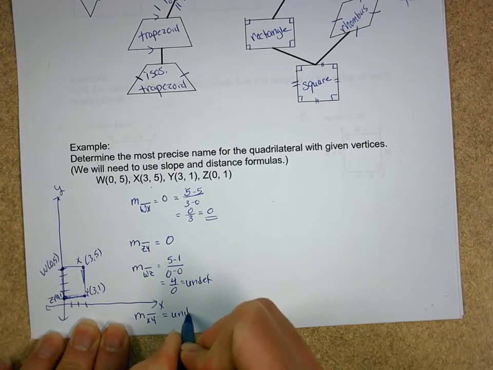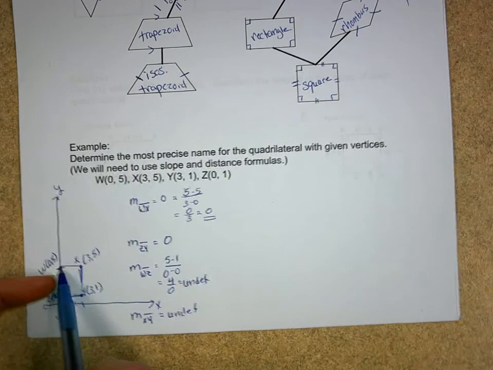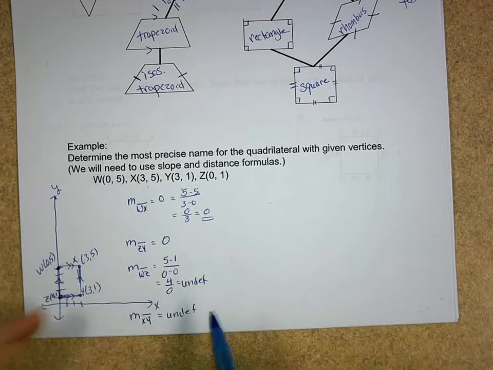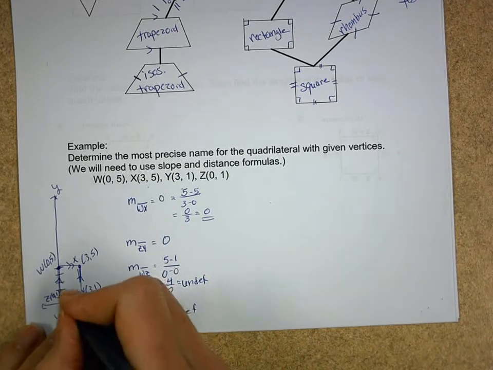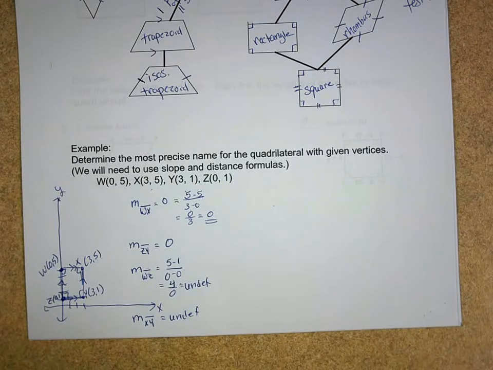It's also undefined. Now here's some good news. Because we know that they are undefined, these two are parallel, and these two are parallel. And we know that they are undefined and 0. We also know that they're perpendicular. So right away, you should know that's a rectangle.